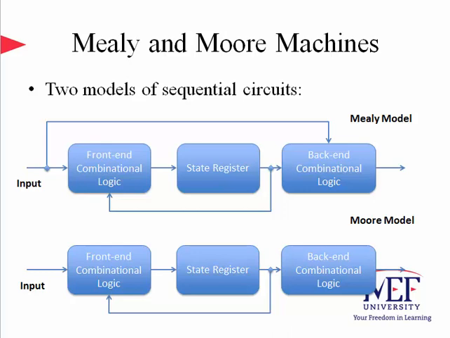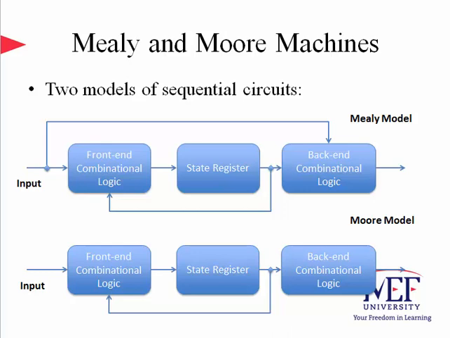Finally, I'd like to talk about 2 distinct sequential circuit models, namely Mealy and Moore machines. These 2 models of a sequential circuit are usually referred to as a finite state machine, abbreviated as FSM. They differ only in the way the output is generated. For instance, in the Mealy model, the output is a function of both the present state and the input. On the other hand, in the Moore model, the output is purely a function of the present state.